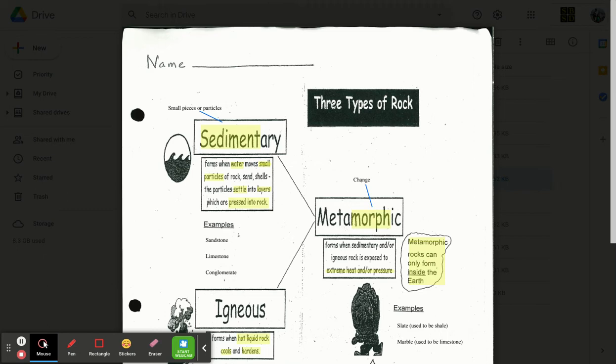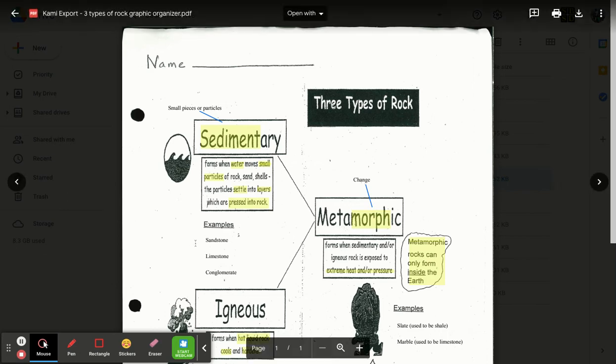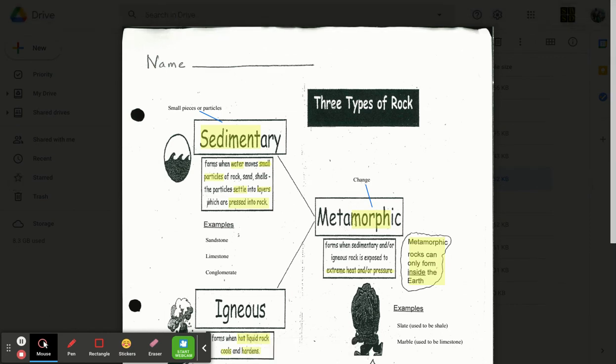Some examples of sedimentary rocks were sandstone. Think about it, sandstone: little pieces of sand came together to make the sandstone. Limestone: little pieces of lime came together to make limestone. And finally, conglomerate. Conglomerate means conglomeration, a bunch of stuff. Little pebbles and all kinds of other little pieces of rock came together to make conglomerate, which is kind of like the junk rock, random stuff stuck together for a conglomeration.